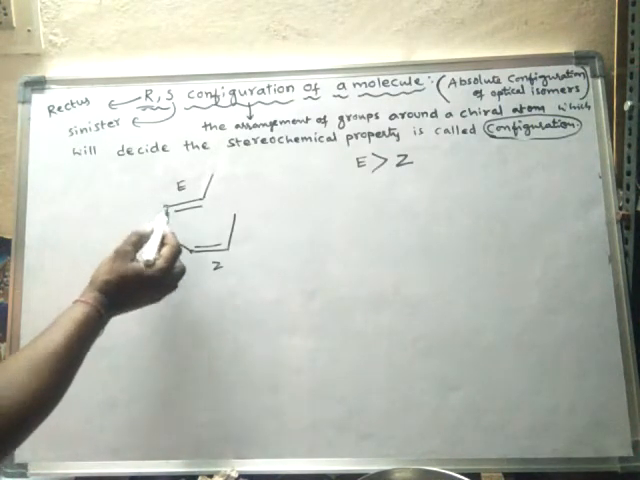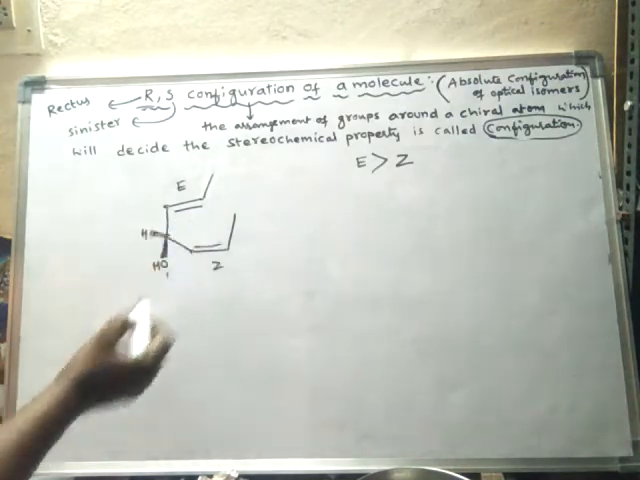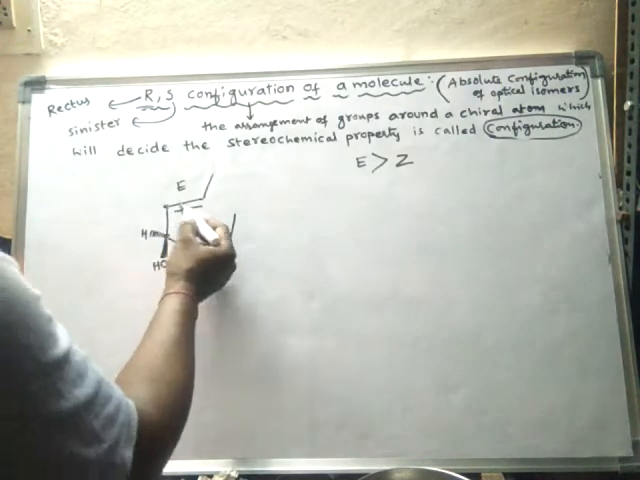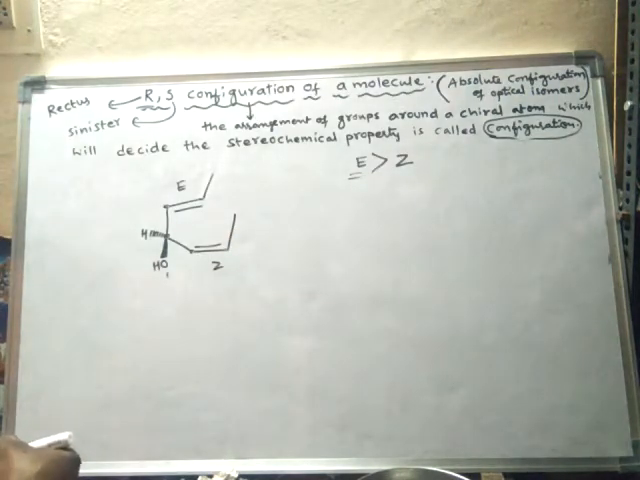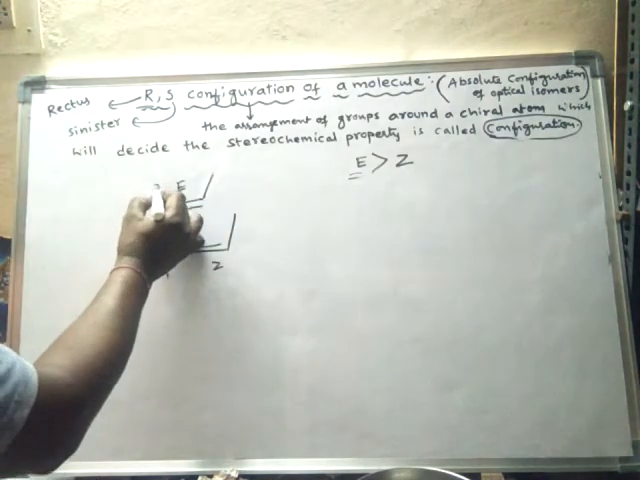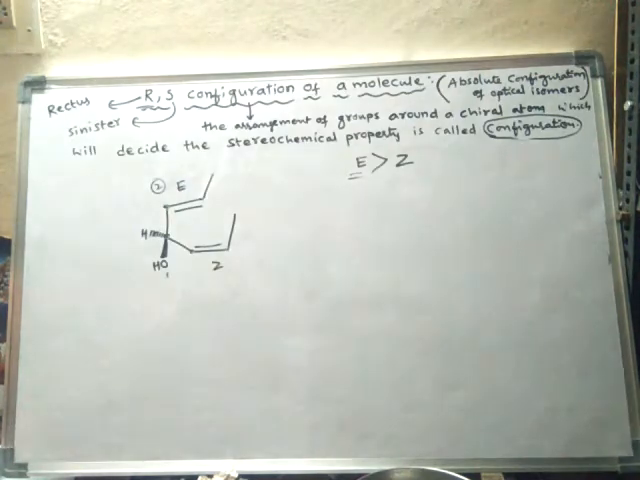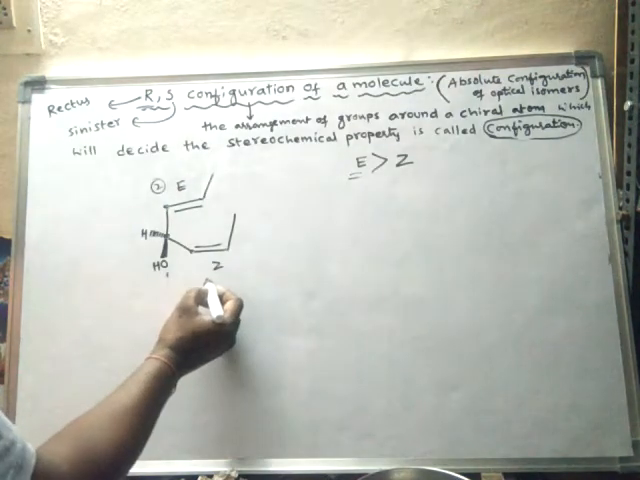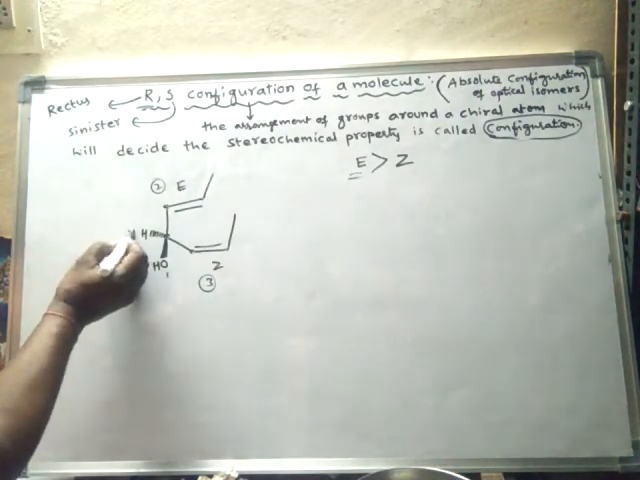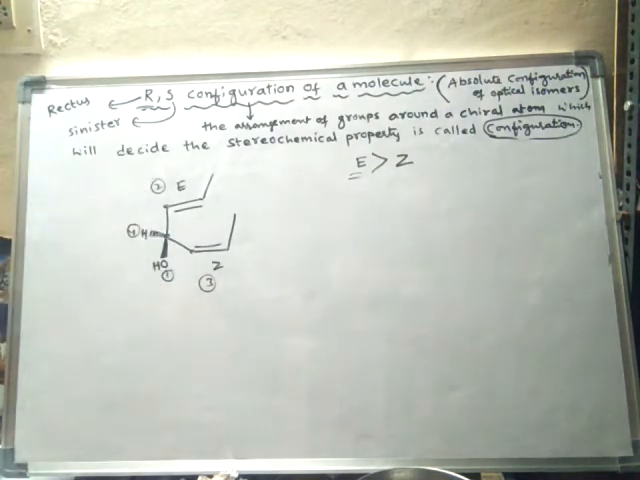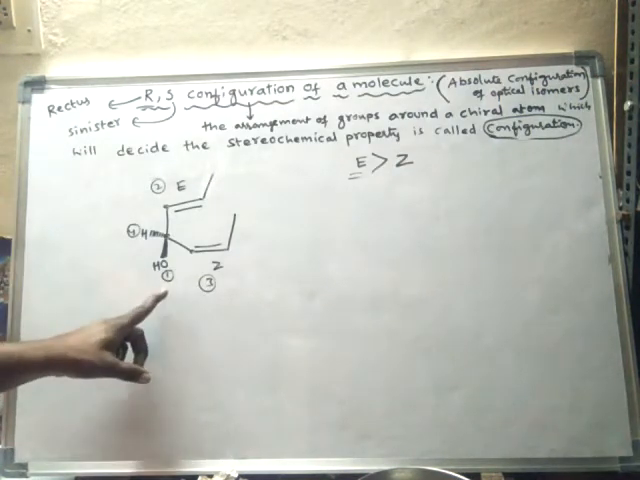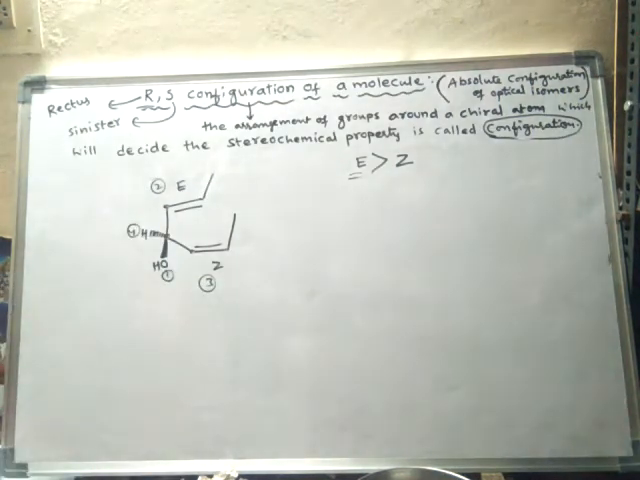Okay, next, which one should be given priority 2? One is E and another one is Z. So E should be given more priority when compared to Z. So here priority 2 will go here. And this will get priority 3 and this will get priority 4. Okay, so this is the priority order. Right, so now check for the configuration.